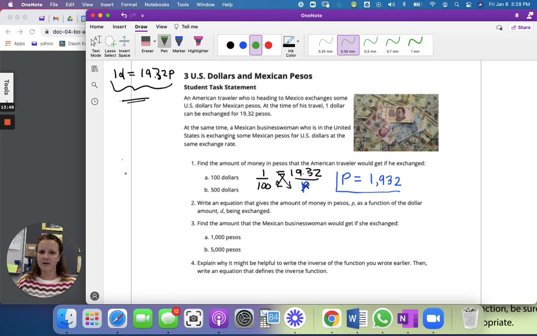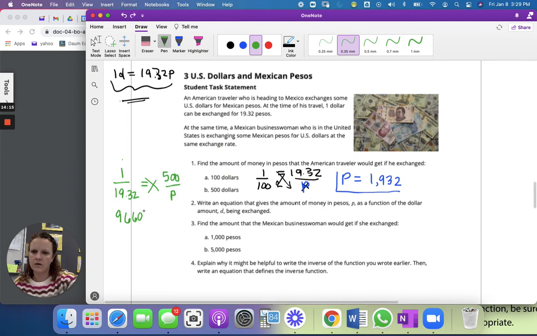Now, $500. So I'm going to set it up like this this time. $1 is 19.32 pesos. Set it up a little bit different. $500 equals, I'm not sure how many pesos. So cross multiply, and I get 500 times 19.32 is 9,660 pesos. Okay.